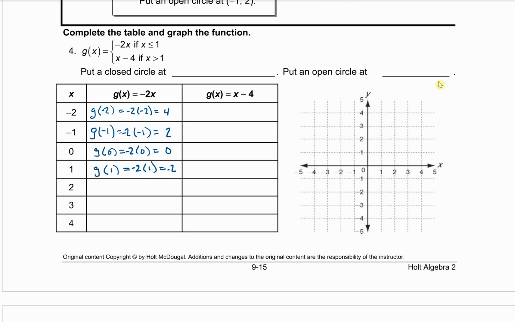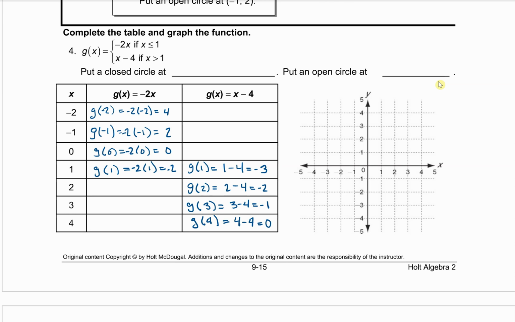So I'm also going to have to figure out what g of 1 is for the second one. So that's 1 minus 4. That's negative 3. And then I'm going to do the second one, 2 minus 4, that's negative 2. G of 3, 3 minus 4, that's negative 1. G of 4, 4 minus 4, that's 0.